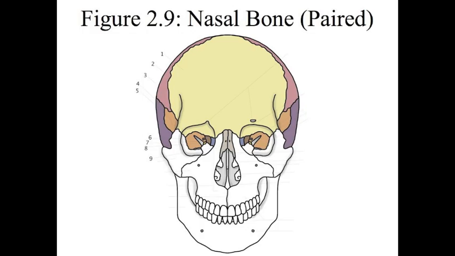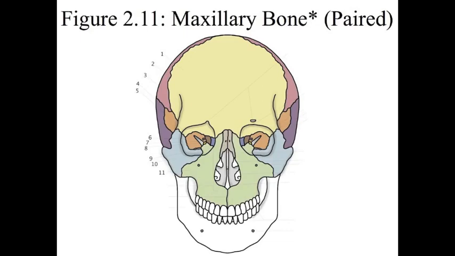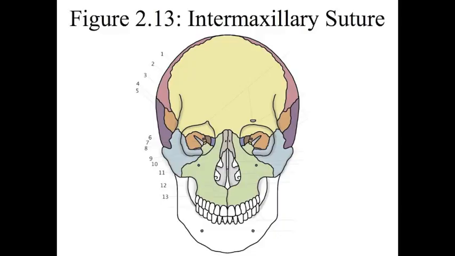Number 9 is the nasal bone. It's here along the bridge of your nose, and it's paired on either side. Number 10 is the zygomatic bone that makes up your cheekbones. Number 11 is the maxillary bone. It is also a paired bone of the skull. Number 12 is the piriform aperture. This is the hole in your face where your nose goes. Number 13 is the intermaxillary suture. Right here, that's where each of the maxillary bones meet here in the middle.